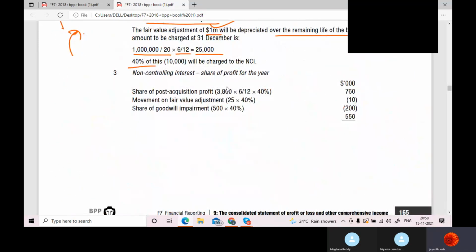$3,800. We will take half of it. Why? Because we should take the post-acquisition profits, of which 40% goes to NCI. But not only this, there are other things we need to adjust. Movement in fair value adjustment. That also we should adjust now, because we took the parent's share.